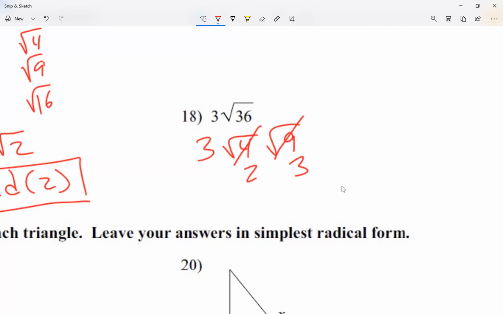Now multiply your whole numbers. I'm looking at 3 times 2 times 3. So that's going to give me 18. I don't have radicals in my answer because the radical given was a perfect square, right? A perfect square simplifies to a whole number. So I don't have radicals anymore. Okay, cool. Let's take a look at question number 19.